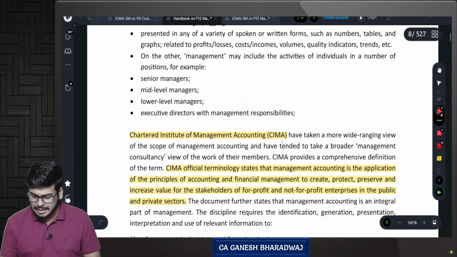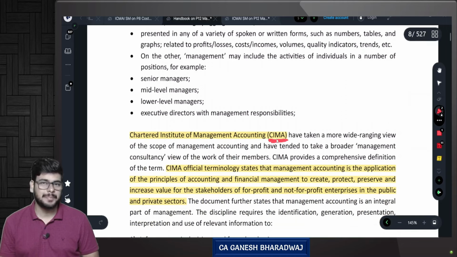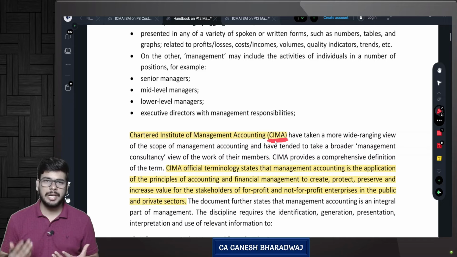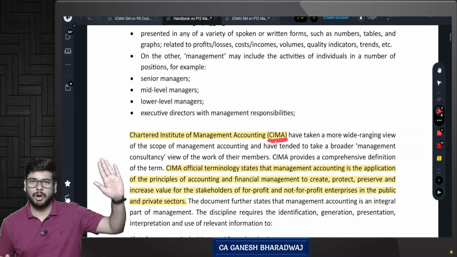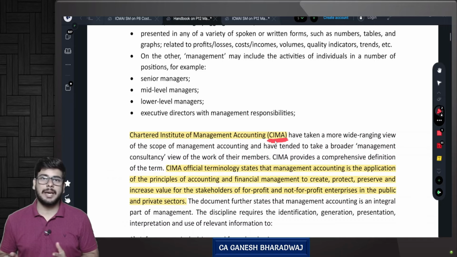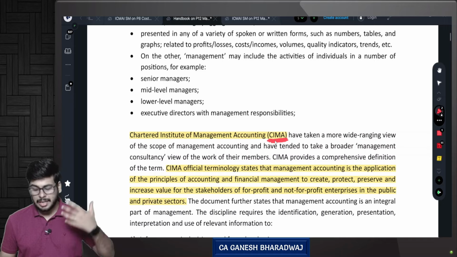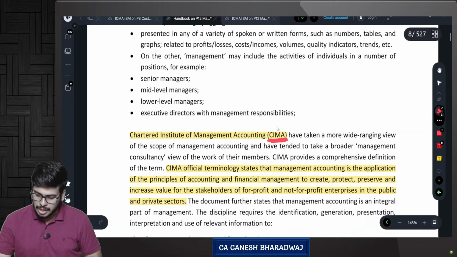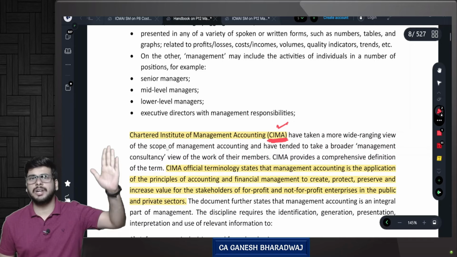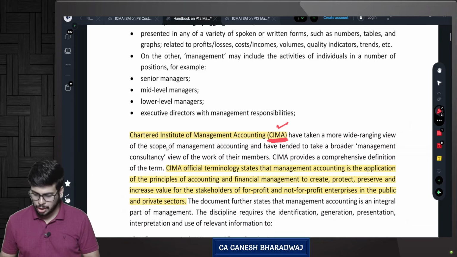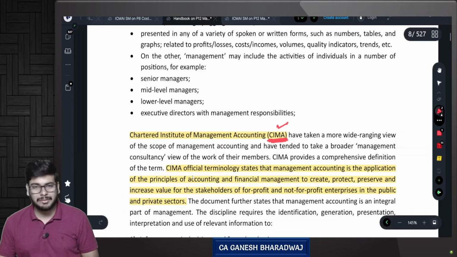And remember, there is a body called CIMA. What do you mean by CIMA? C-I-M-A, Chartered Institute of Management Accountants. This is globally acclaimed as the global CMA body. Just like you have ICMAI in India, the Institute of Cost and Management Accountants of India, similarly, the London version of our CMA Institute is called CIMA, Chartered Institute of Management Accountants. It is the number one institute in the field of costing and management accounting. They have something called CIMA official terminologies. They define a lot of things.